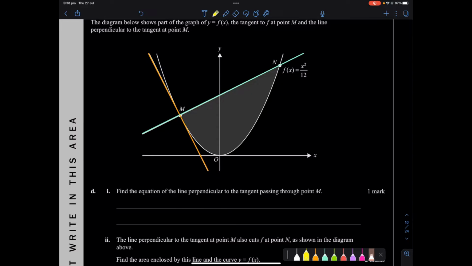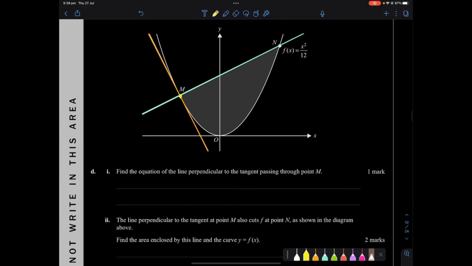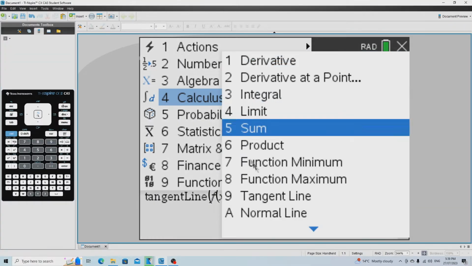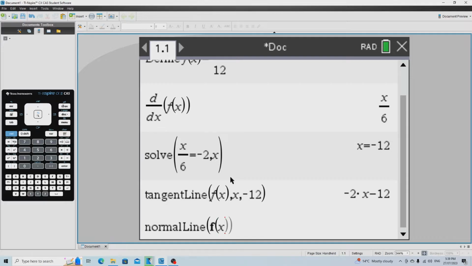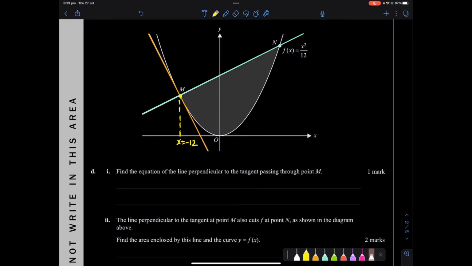To do that, it's very easy. So we know it still occurs at the same point, so still at x equals -12. So just using our calculator again, menu, calculus, and we go normal line, f of x, comma x, comma -12. We get y equals x over 2 plus 18. That's it. That should give you the mark.